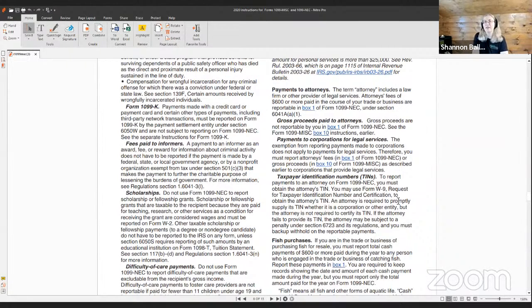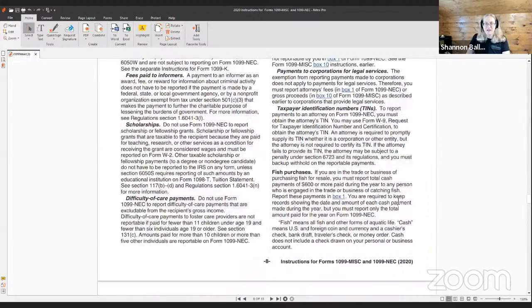And attorneys have a big exception here. It doesn't matter if they're a corporation, an LLC, it really doesn't matter what their entity type is. If it's an attorney, you send a 1099, either a 1099 miscellaneous box 10 or a 1099 NEC box 1. I am not really sure why that rule is in place, but it has been a rule for as long as I've been doing 1099s that attorneys get a 1099 regardless of their entity type.